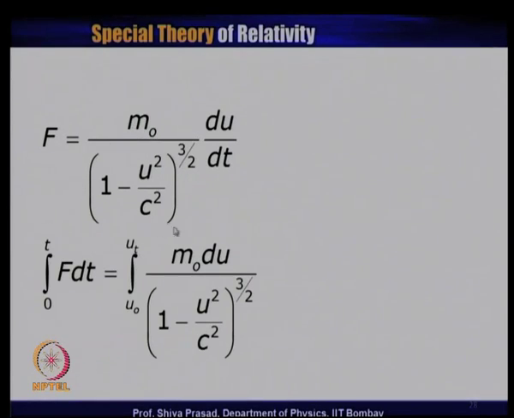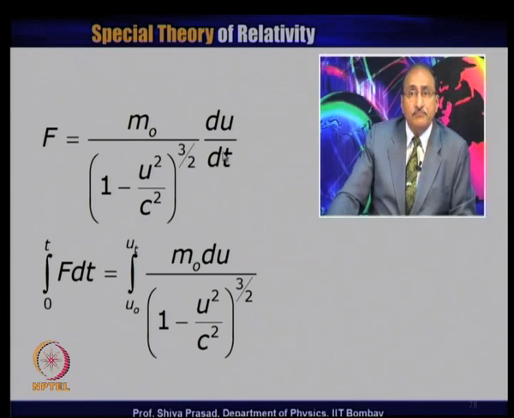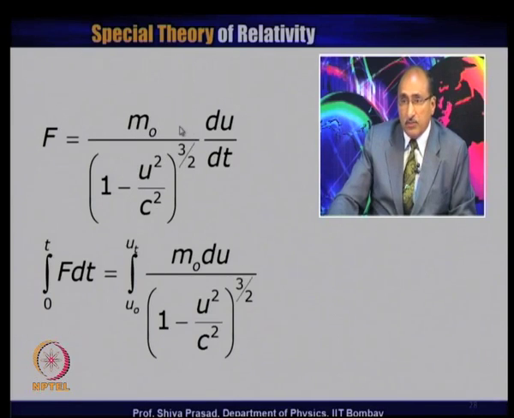This was my force equation. Acceleration I have written as du dt, the rate of change of speed or rate of change of velocity is the acceleration. This I have just written as gamma u cube m naught. This dt I will take on this side, du I will let remain on this side, and integrate.